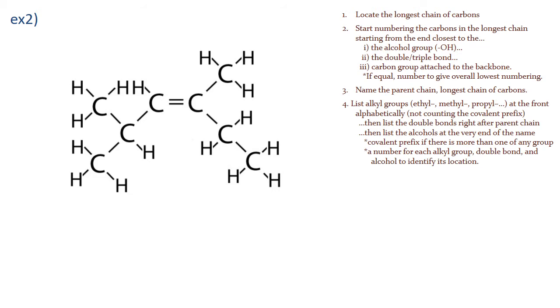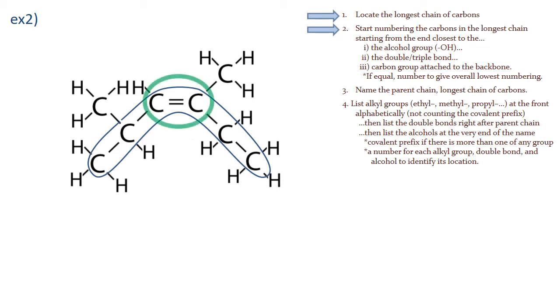Example 2. The first thing I do is locate the longest chain of carbons. And that's easy because I can see a long chain running right through here. Now I have to figure out which end to start numbering from. Well, inside my chain, the things present aside from just our longest carbon chain are a double bond and 2 methyl groups. So I start numbering from the end closest to the alcohol, and we don't have any of those. I can number from the end closest to the double bond, and that's a tie because the double bond is right in the middle.